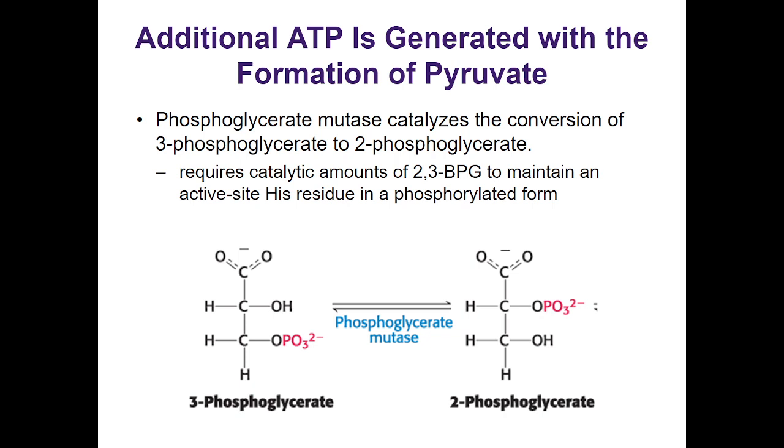All right, so additional ATP is going to be generated with the formation of the pyruvate. The phosphoglycerate mutase is going to catalyze the conversion of 3-phosphoglycerate, right there, to 2-phosphoglycerate. This will require catalytic amounts of 2,3-BPG to maintain an active site histidine residue in a phosphorylated form. And so right here is that reaction.